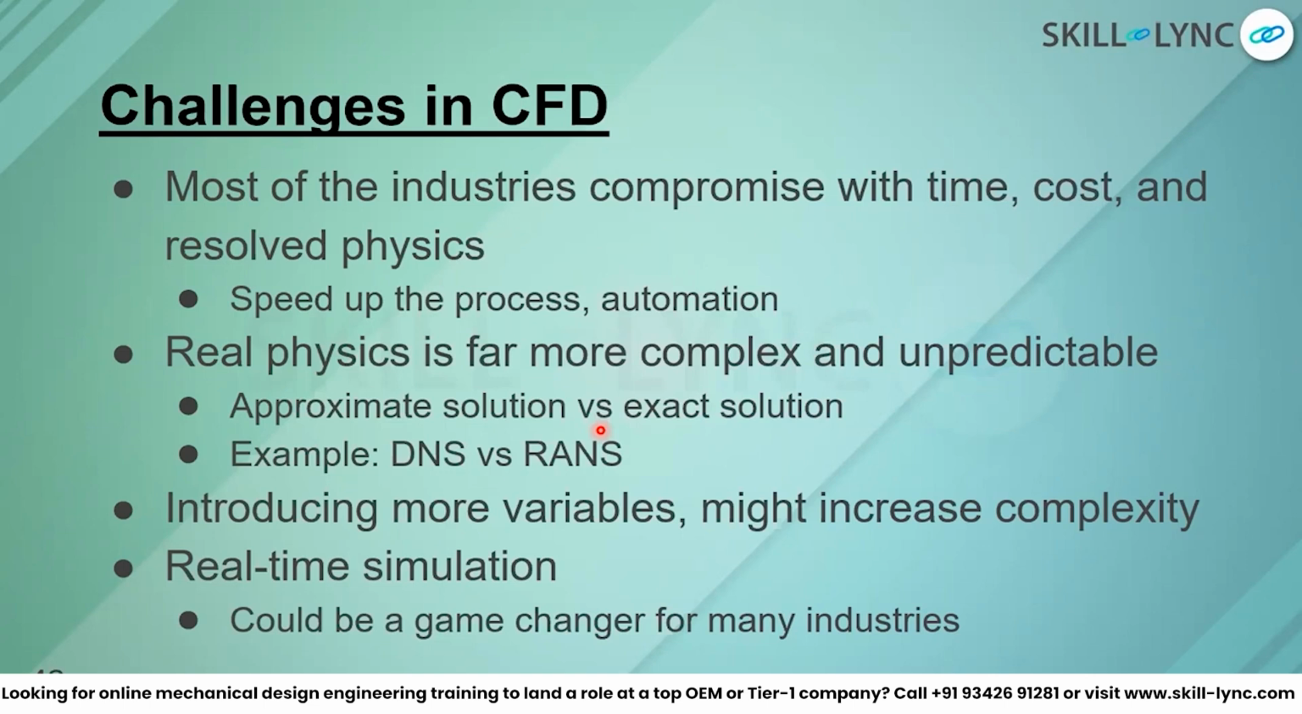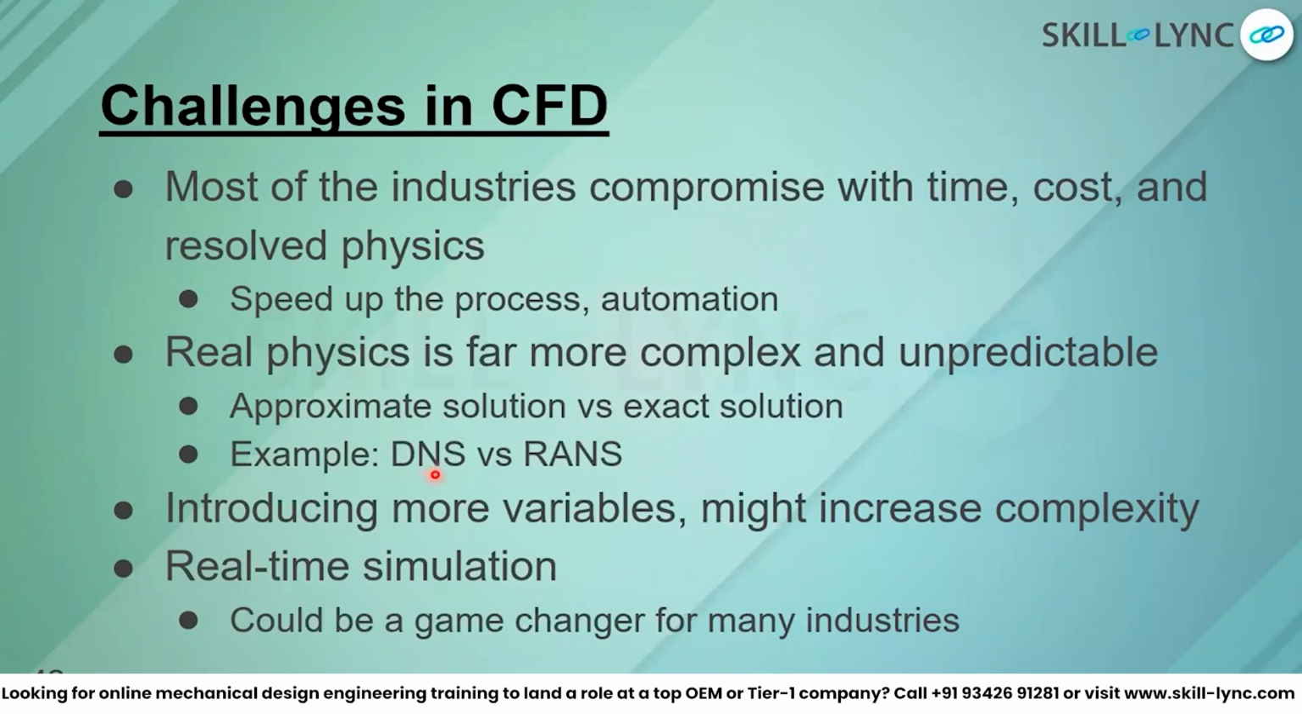The real physics, again, is far more complex and unpredictable. We have been talking about this almost since the start. So why can we not get the exact solution? In fact, there is a method called direct numerical simulation. What we see here is DNS and RANS. I did not give any introduction to these because they are way more complex, and they are basically the schemes, or the solver settings.